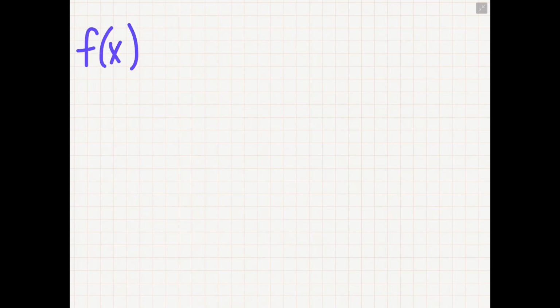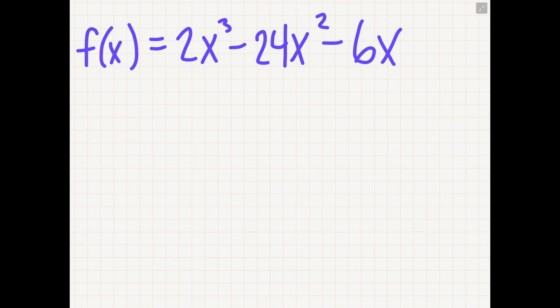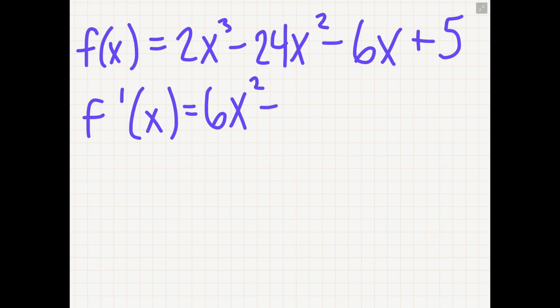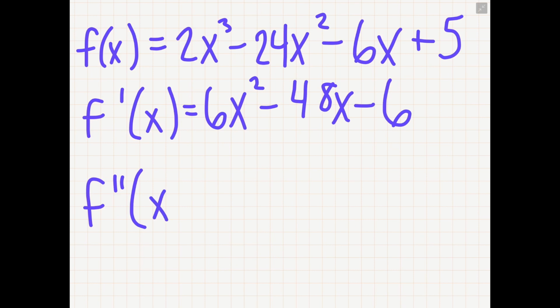Hi everyone! Today we'll be working with the function f of x equals 2x cubed minus 24x squared minus 6x plus 5. By using the power rule, we can figure out the derivative. F prime of x equals 6x squared minus 48x minus 6.